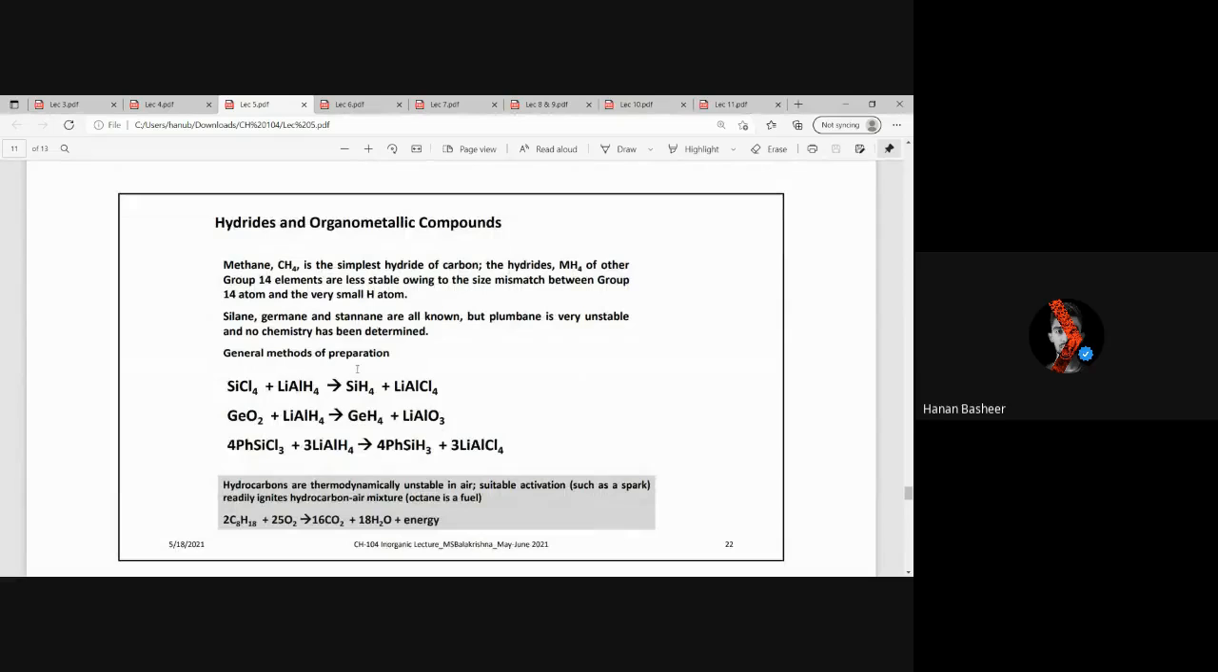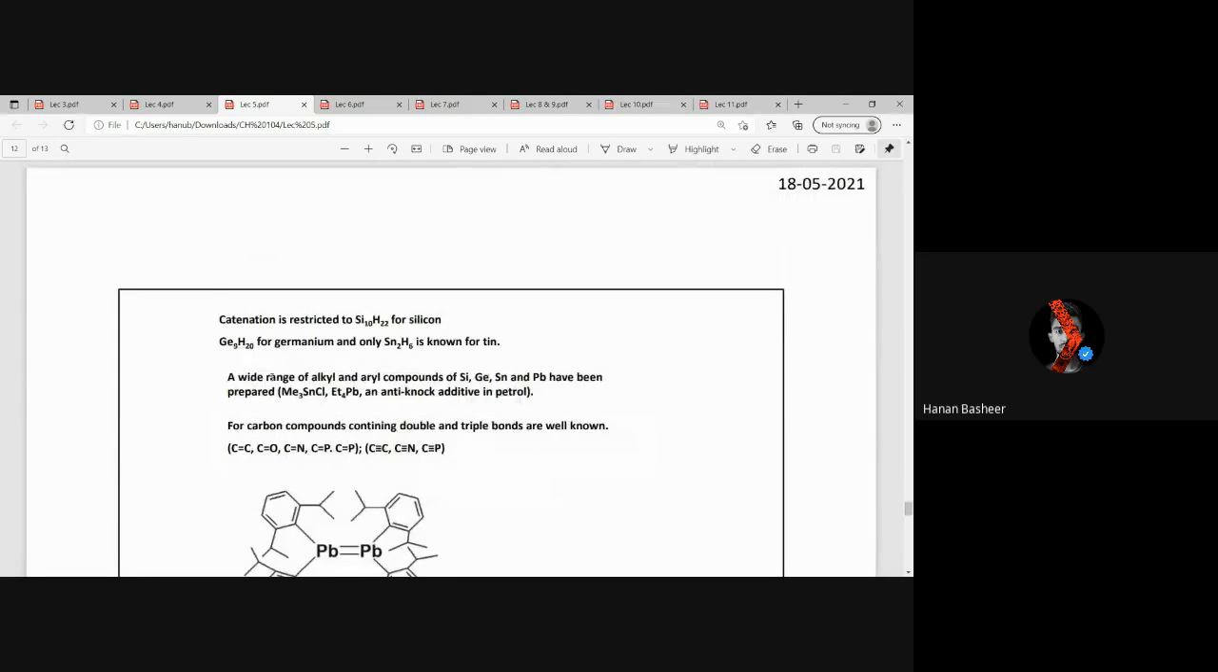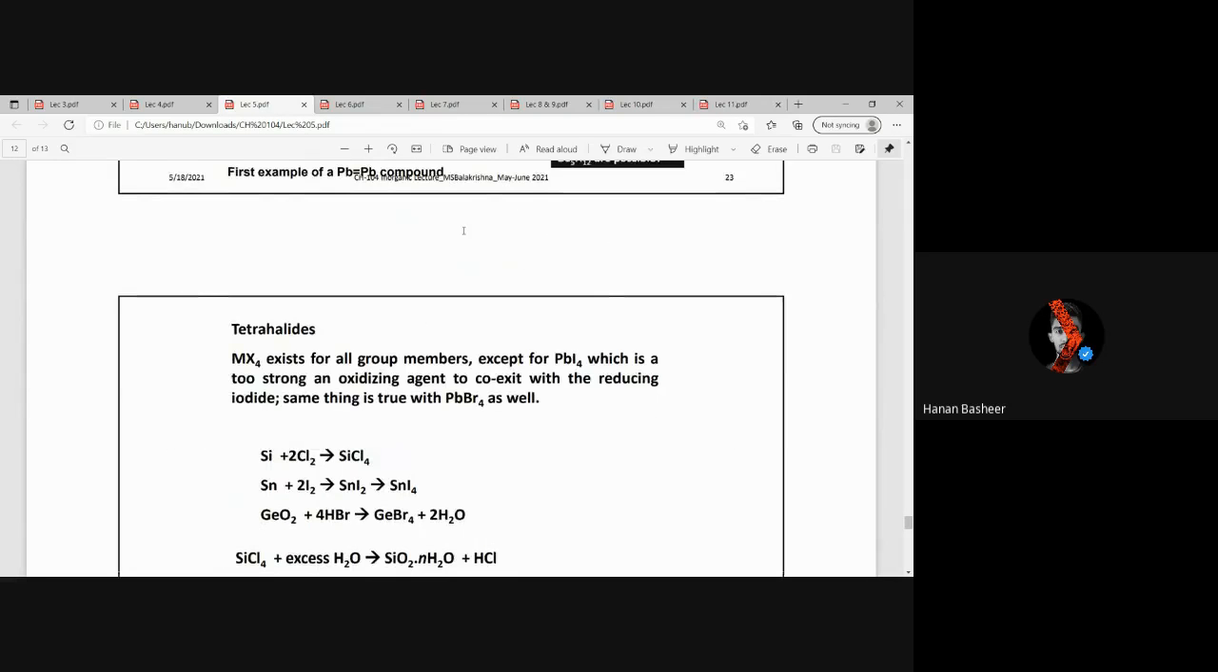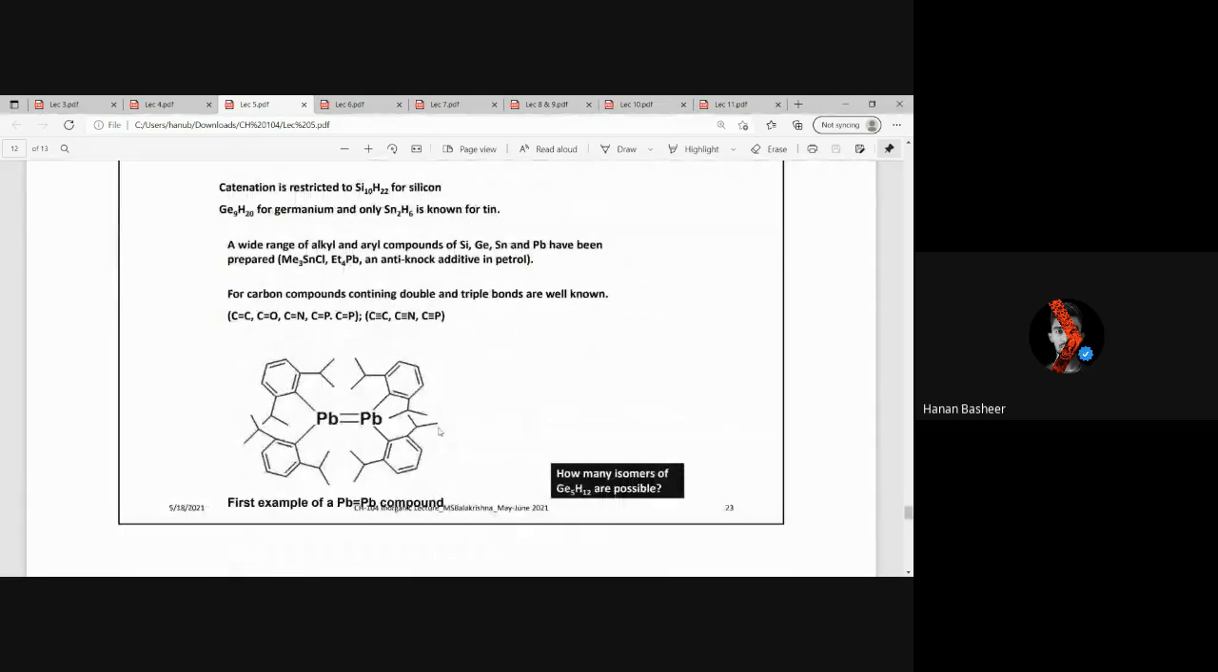Then hydrides and organometallic compounds. And this is SiCl4. When it reacts with LiAlH4, which is a strong reducing agent, we get SiH4. Similarly for other elements also. And catenation is restricted to silicon and germanium up to these molecules only, but carbon can go even further in catenation, and only Sn2 or Sn6 is known for tin. So this is a compound where there is a double bond between Pb. There are other compounds also like Me3SnCl and Et4Pb, which is an anti-knock additive which we used to add in petrol. Now it is banned, and double bonding is not favorable as we go down the group.